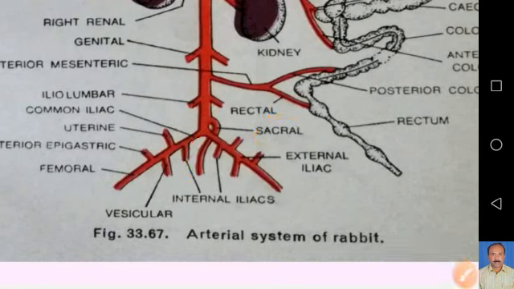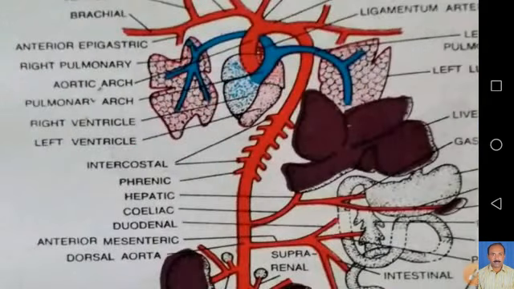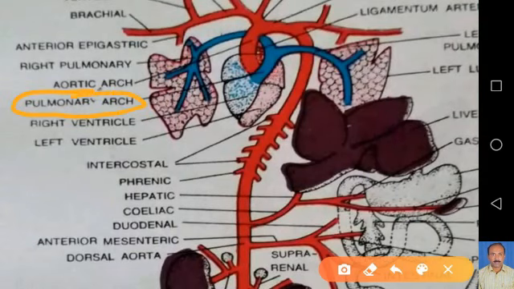Now come to the pulmonary system. The pulmonary system includes a large vessel called the pulmonary arch, shown here in blue color. It arises from the anterior median corner of the right ventricle on the ventral side and bifurcates into right and left pulmonary arteries, carrying blood to the lungs of its side.